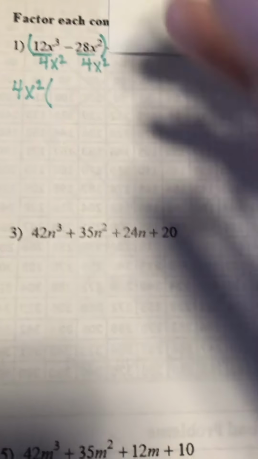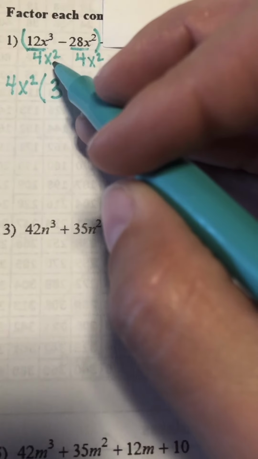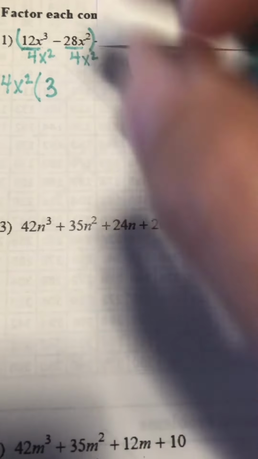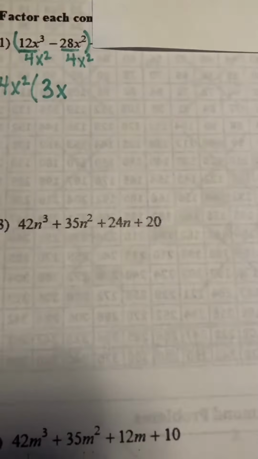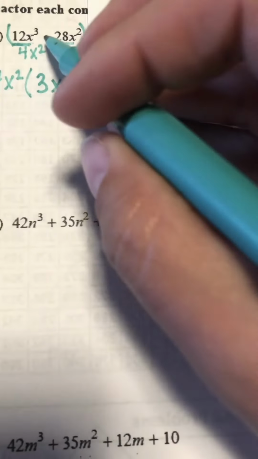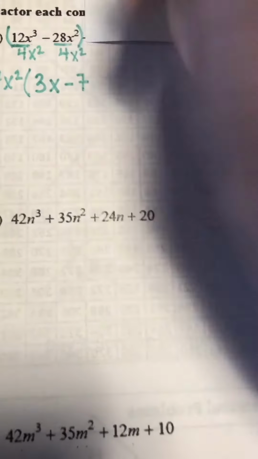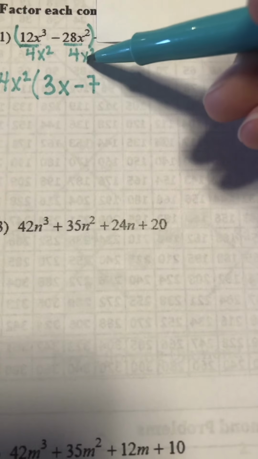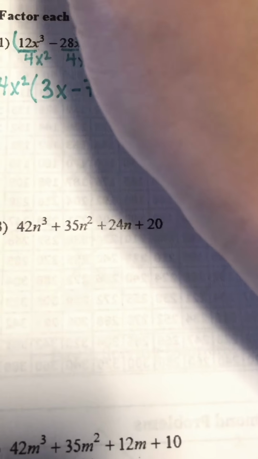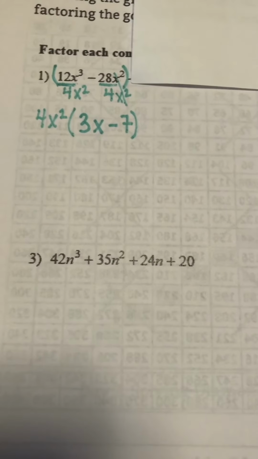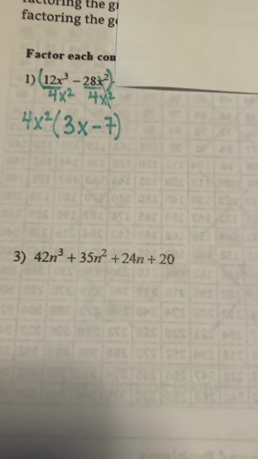So 12 divided by 4 is 3. X to the third, if I divide out x squared, I still have 1x left over. Then this one is negative 28 divided by 4, which is negative 7. And then I know x squared and x squared would actually cancel out, so there's no x's left. So there's my first group, right?